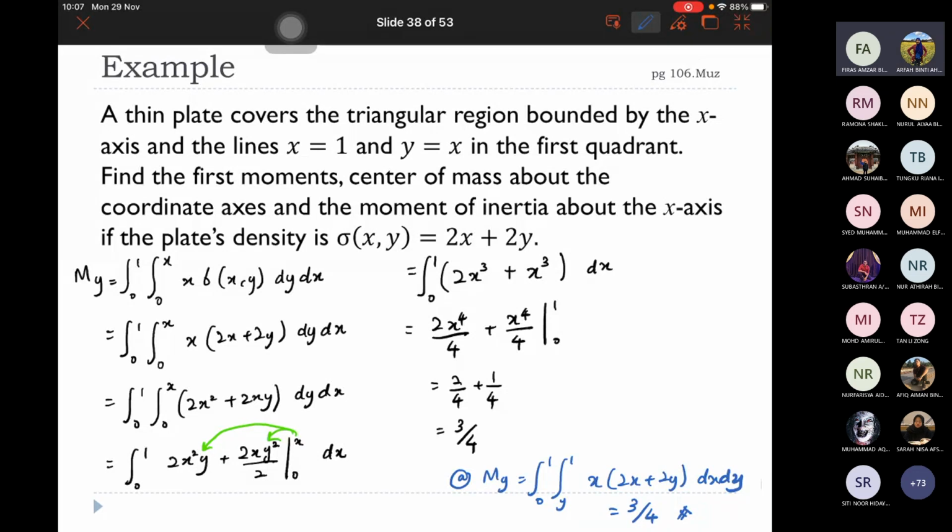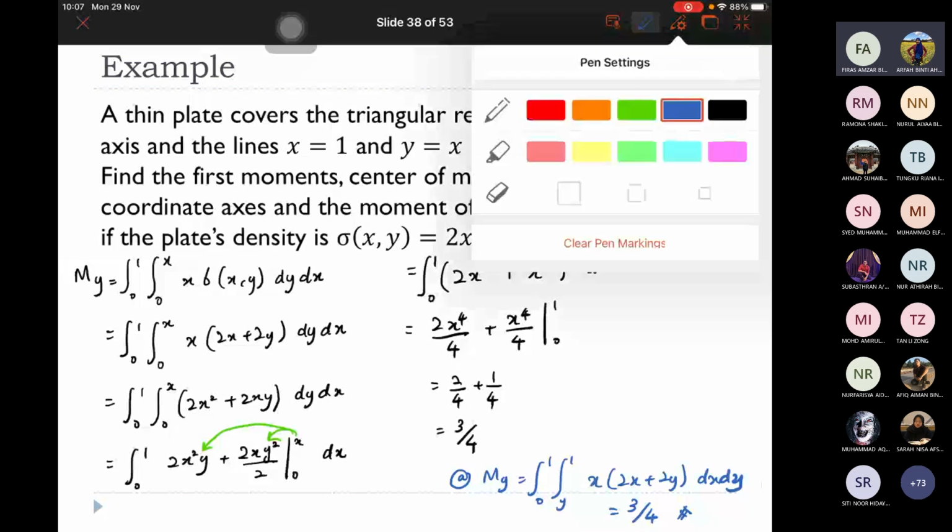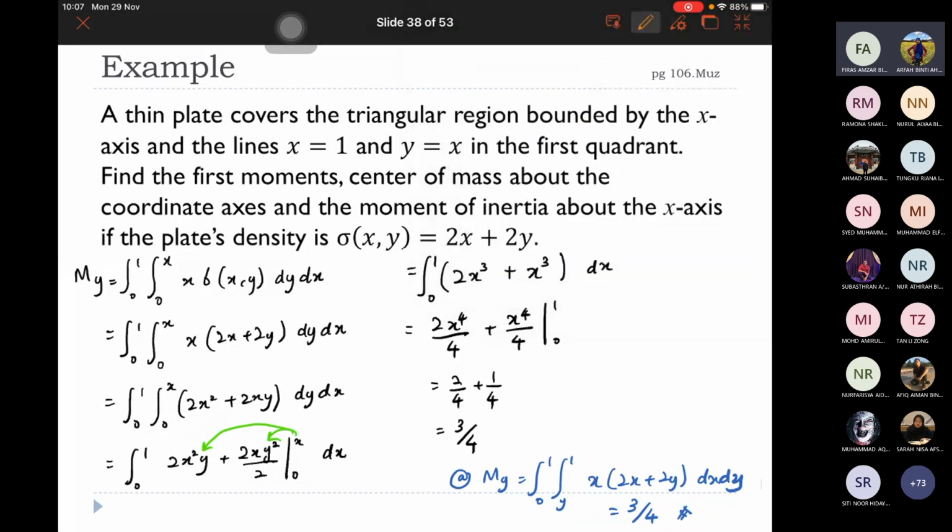Okay, kalau done, cuba dapatkan dia punya center. Center of mass, this one. Kita dah dapatkan dia punya moment. Kita nak dapatkan dia punya center. Dia adalah X bar, Y bar.